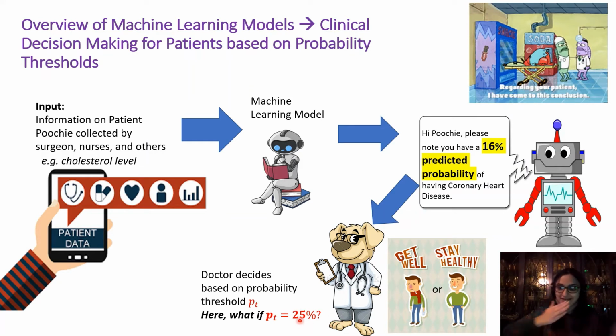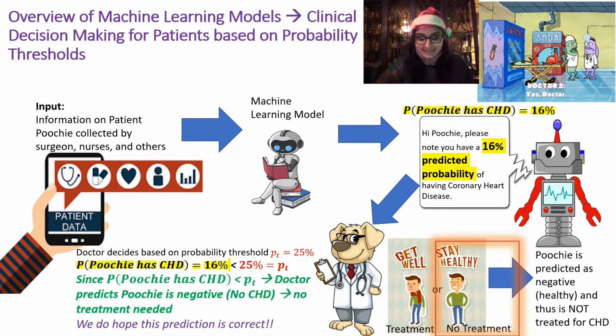And I have another video talking just about probability thresholds. So here for Pucci, since 16% is less than 25%, the predicted probability that Pucci has coronary heart disease is less than the doctor's probability threshold of 25%. So the doctor is saying that if you have a predicted probability of having CHD that is 25% or higher, I'm going to believe that you have coronary heart disease, and I'm going to send you for treatment. That's what the doctor is saying.